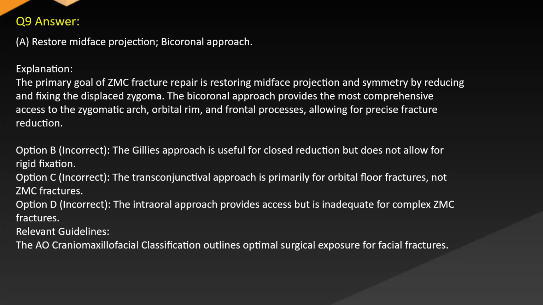Explanation: the primary goal of ZMC fracture repair is restoring mid-face projection and symmetry by reducing and fixing the displaced zygoma. The bicoronal approach provides the most comprehensive access to the zygomatic arch, orbital rim, and frontal processes, allowing for precise fracture reduction. Option B, incorrect. The Gillies approach is useful for closed reduction but does not allow for rigid fixation. Option C, incorrect. The transconjunctival approach is primarily for orbital floor fractures. Option D, incorrect. The intraoral approach provides access but is inadequate for complex ZMC fractures.